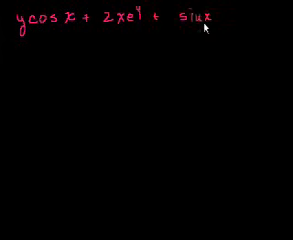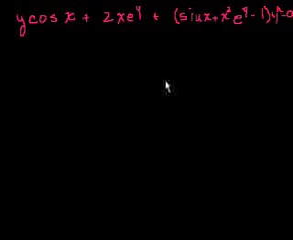equation y cosine of x plus 2x e to the y plus sine of x plus, already running out of space, x squared e to the y minus 1 times y prime is equal to 0. Well, you could probably already, your brain is already hopefully in exact differential equations mode.